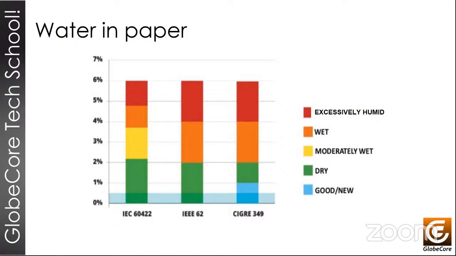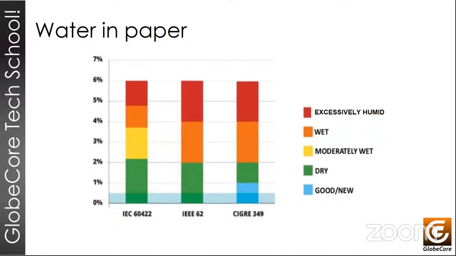So we can see that IEEE 62 defines three values that are subdivided as follows. Transformers with a percentage of less than 2 are considered dry. Anything higher than 4% is considered excessively humid, and transformers that are between 2 and 4% are extremely wet transformers. So it's recommended to perform dewatering processes on those transformers to extend their lifetime.